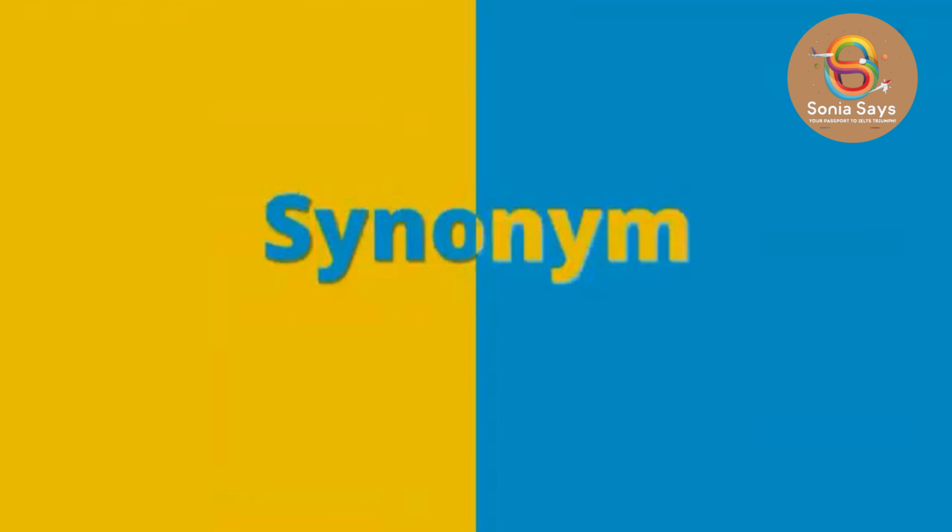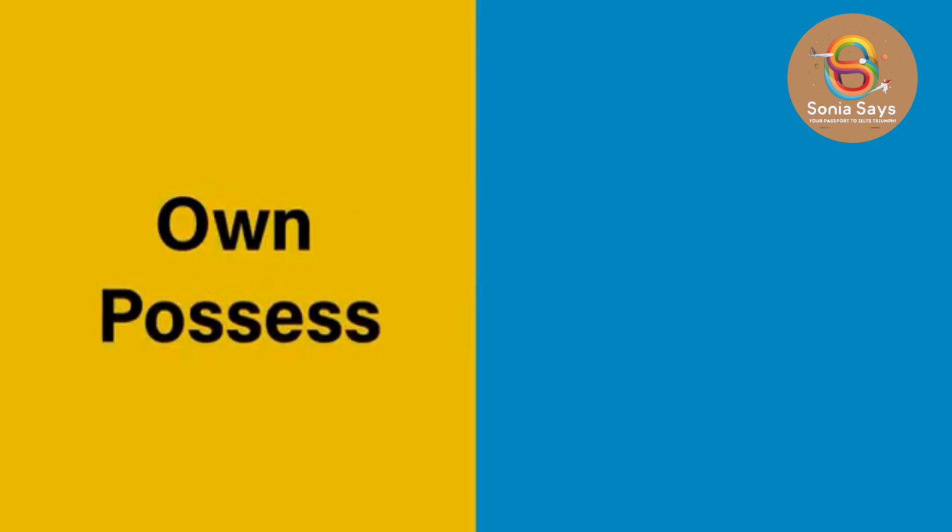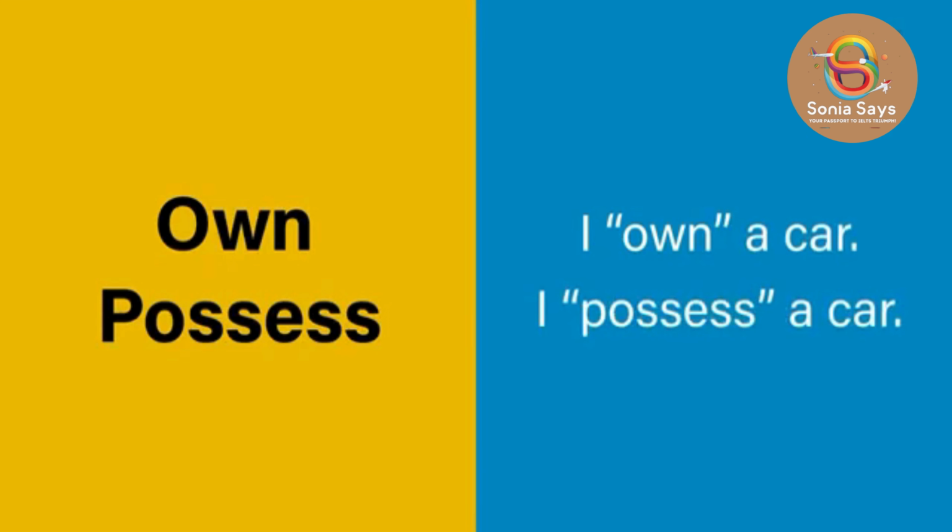Similarly, there are a lot of misconceptions that people have. And at the end, in this video, I would tell you two synonyms that you can use in place of has and have. We can use own and also possess. For example, I own a car. I possess a car. Thank you.